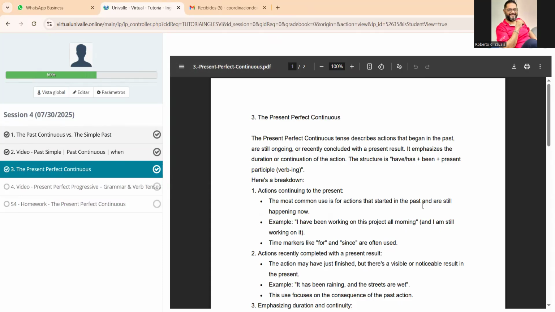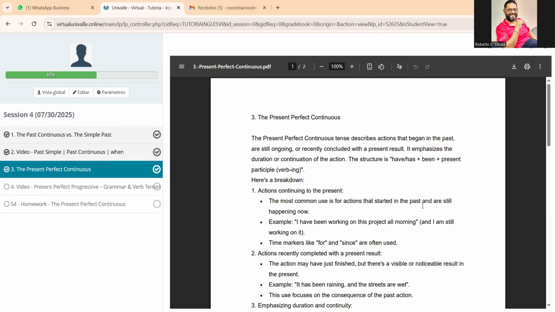The present perfect continuous tends to describe actions that began in the past and are still ongoing, or recently concluded with a present result. It emphasizes the duration or continuation of the action. The structure is have/has plus been plus present participle, or verb plus ing.